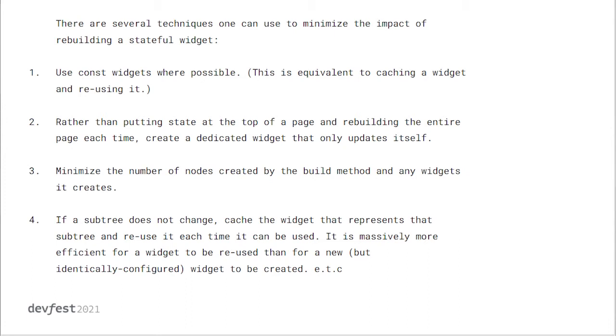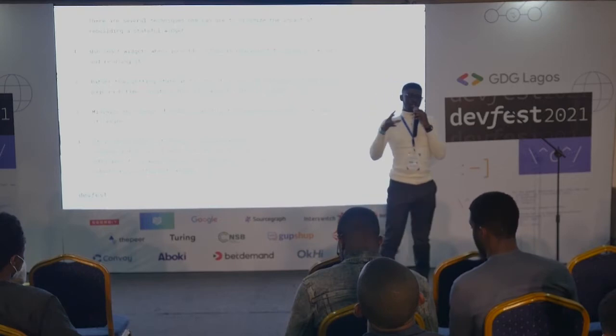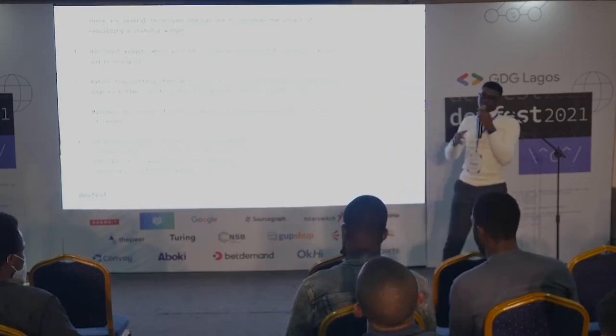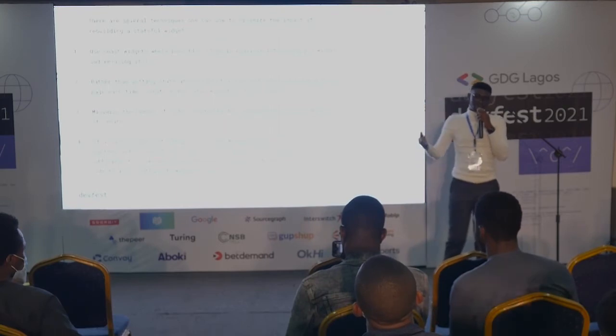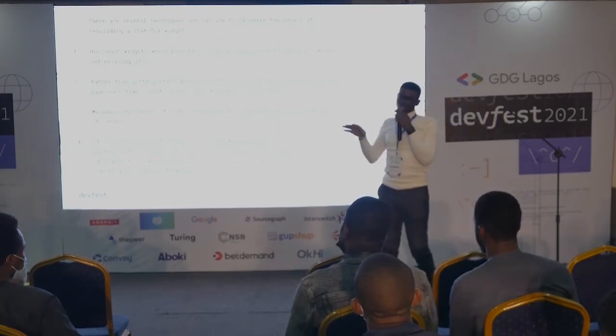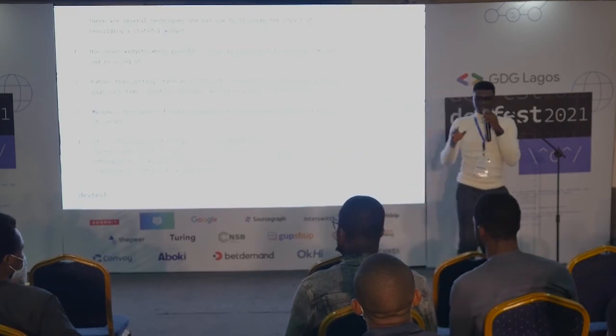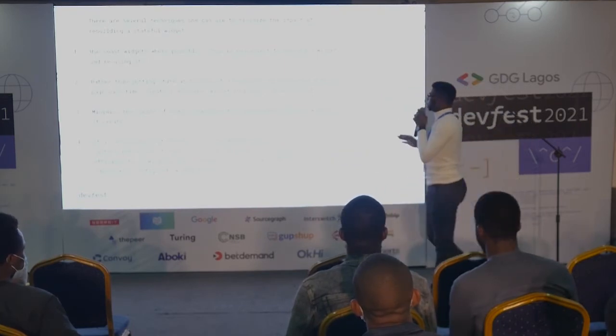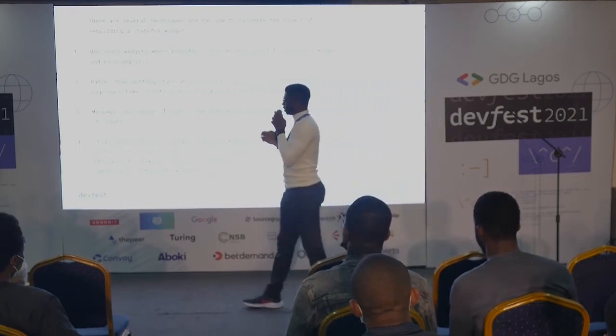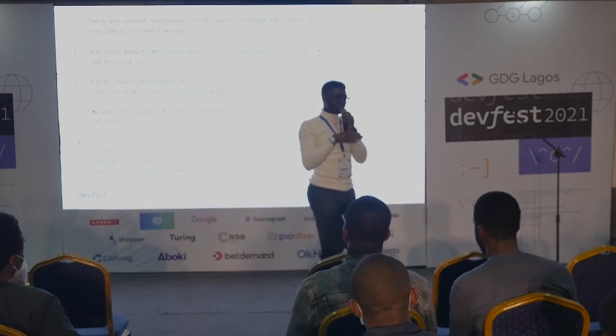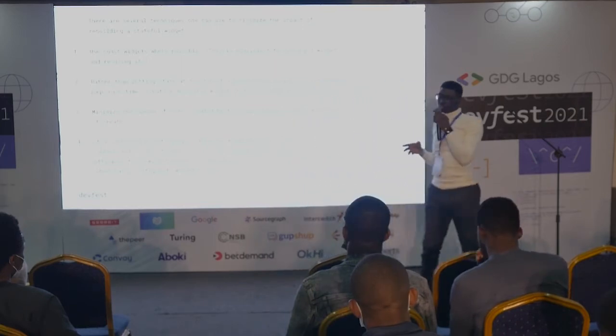Then the second one is, rather than putting state at the top of a page and rebuilding that entire page each time, create a dedicated widget that only updates itself. This is basically telling us that we should try to make widgets that encompass their states in themselves, instead of making stateful widgets that change the state of multiple widgets under them. So imagine you have a stateful widget, and then you have another stateful widget as a child of that particular stateful widget. You definitely should not have such occurring. You just have to create it in such a way that whenever you have a stateful widget at the top, it encompasses the state of each of the children in that particular widget.